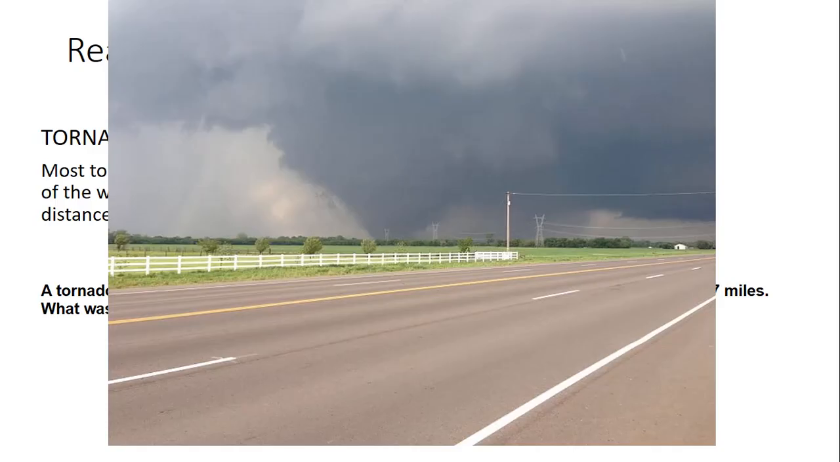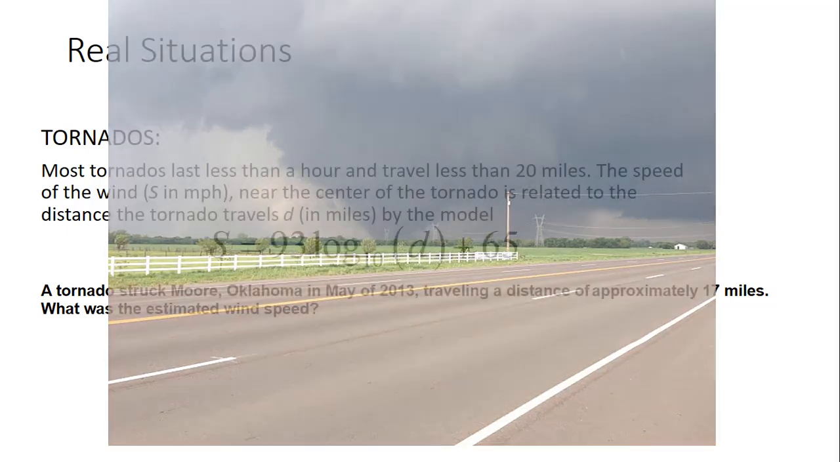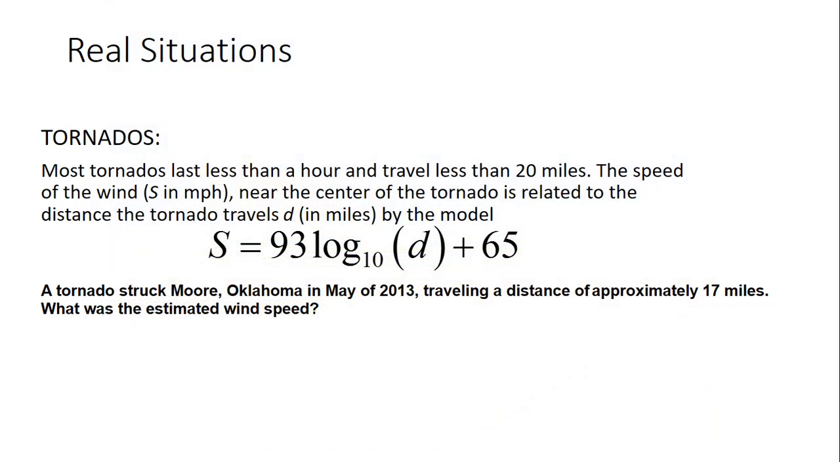So, why are we learning about logarithms? Well, ultimately, these logarithms show up a lot in real life. One in particular is tornadoes. Most tornadoes last less than an hour and travel less than 20 miles. The speed of the wind near the center of the tornado is related to the distance the tornado travels by that particular predictive model. In 2013, there was a tornado that struck Moore, Oklahoma, and it traveled a distance of approximately 17 miles. So we want to find out what was the estimated wind speed.